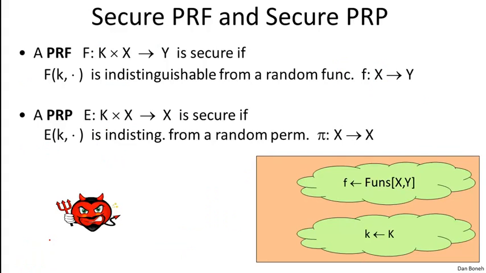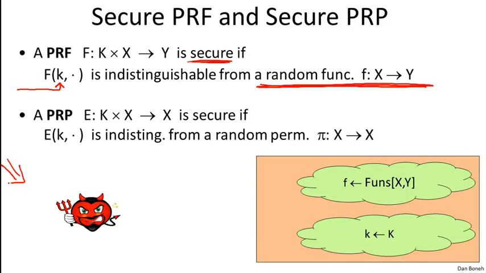Let's define what the security property is. We say that a pseudo-random function is secure if, once the key is chosen at random and fixed, the resulting function is indistinguishable from a random function from the set X to the set Y. So we cannot distinguish the function F from a random function. Let me explain what that means.